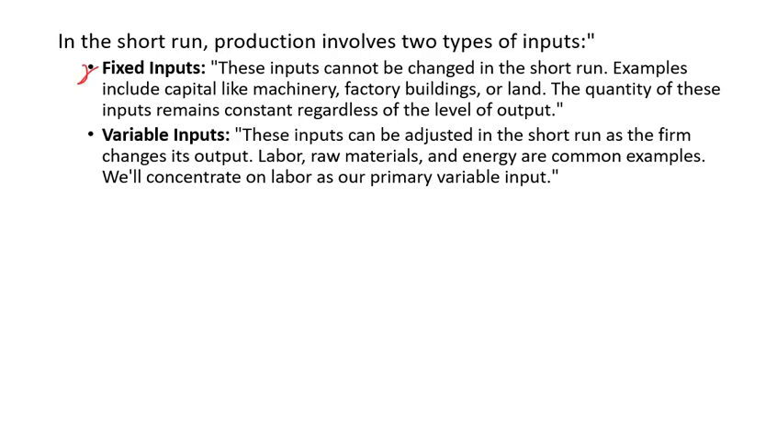First we have fixed inputs that cannot be changed in the short run, like the capital, for example. And we have the variable inputs. Those inputs can be adjusted in the short run as the firm changes its output. As an example, we have labor, raw materials, and energy. So let's consider labor as the variable input. So as the firm increases the amount of labor employed, its output will change.